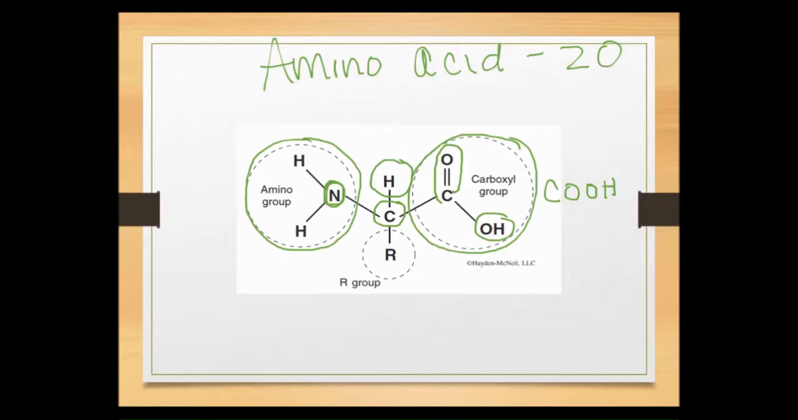What makes all these 20 amino acids different from one another then is what's in this position called the R group. This is just a placeholder in this generic picture for what could be there. So let's actually take a look at a number of different amino acids and find out how they're different from one another in this R group.